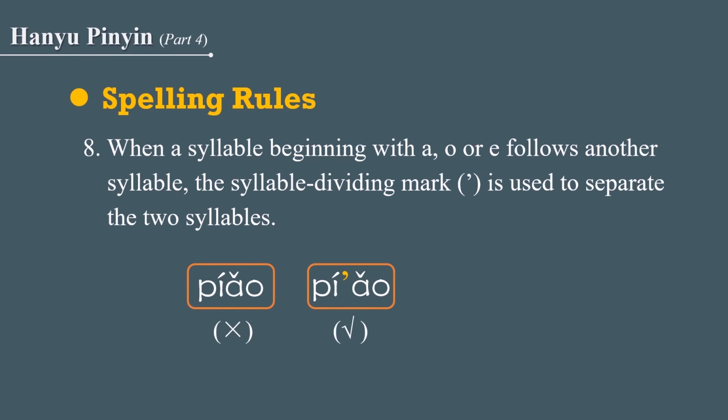Rule 8. When a syllable beginning with a, o, or e follows another syllable, the syllable dividing mark is used to separate the two syllables.